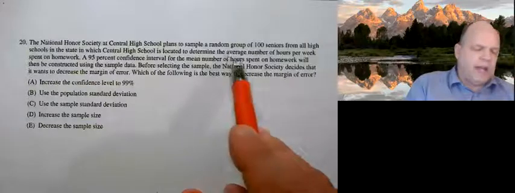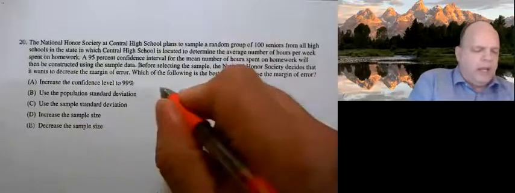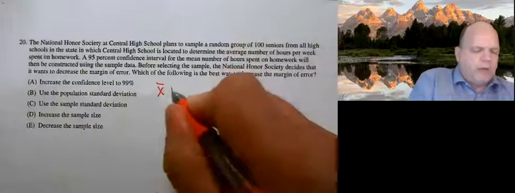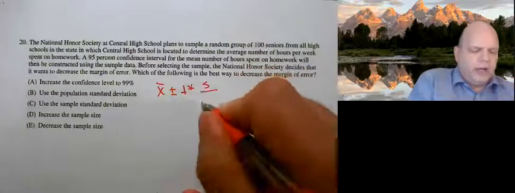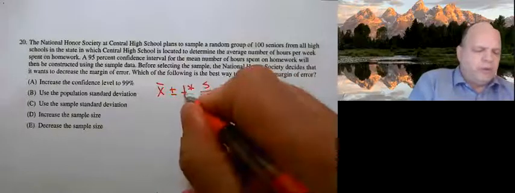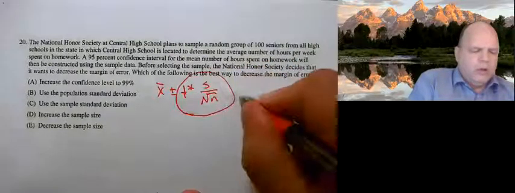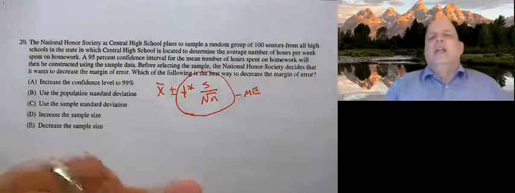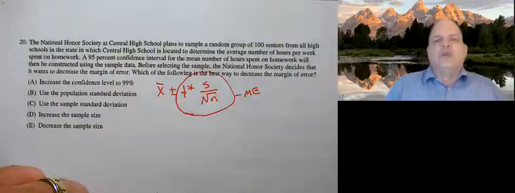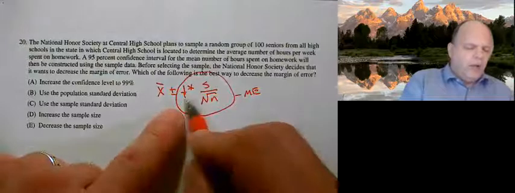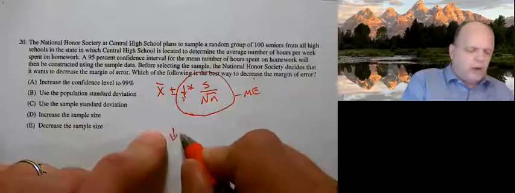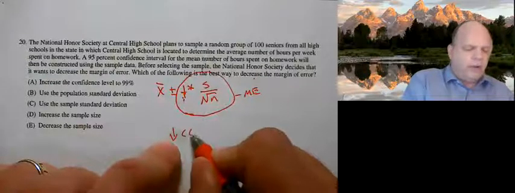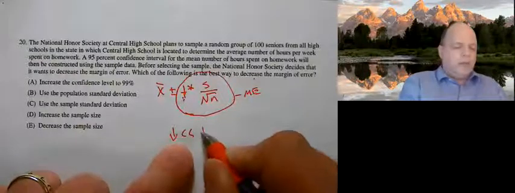They're looking for the average number, so we are going to be working with a mean. This is our formula for a mean: X bar plus or minus T star S divided by square root of N. Please remember, this part right here is the margin of error. Anything we're multiplying by increases it. Anything we're dividing by decreases it. So we want to decrease the margin of error. If I'm multiplying, I need to drop my T star, which means my confidence level. If my confidence level goes down, then margin of error goes down.